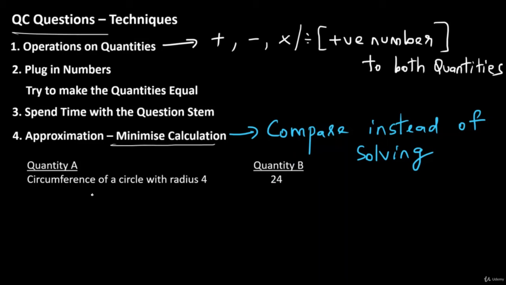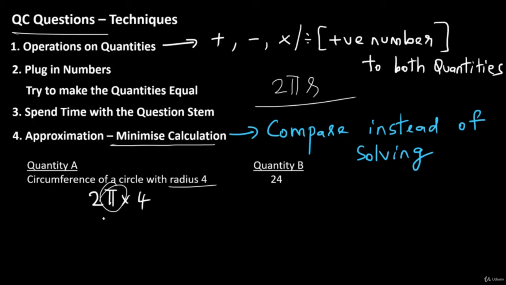Quantity A over here is the circumference of a circle with radius 4, and quantity B is 24. Now we know that the circumference is 2 pi r, right? Now over here the radius is 4. So that would be 2 pi into 4. That would be quantity A. Now you could take the value of pi as 3.14 and find the exact value for quantity A, but that's not the best method, right?